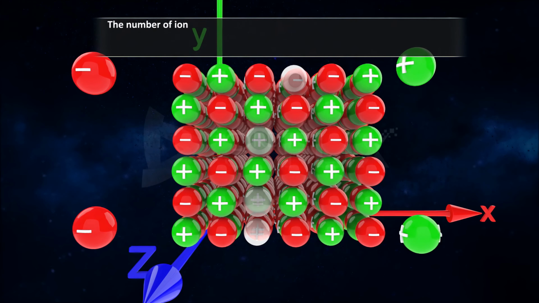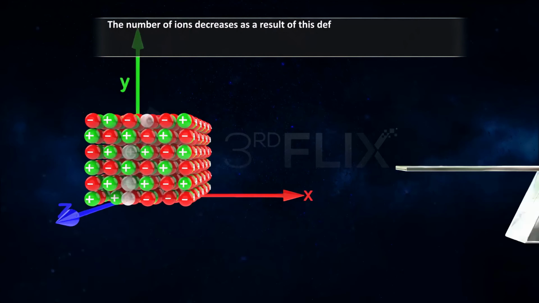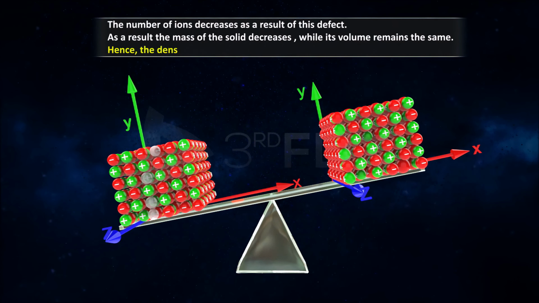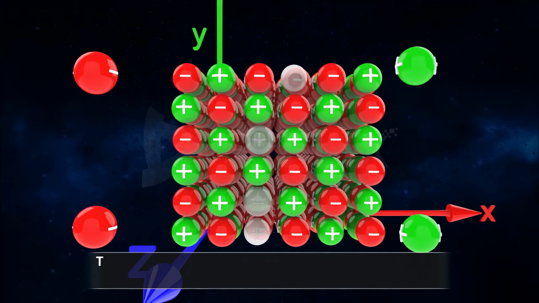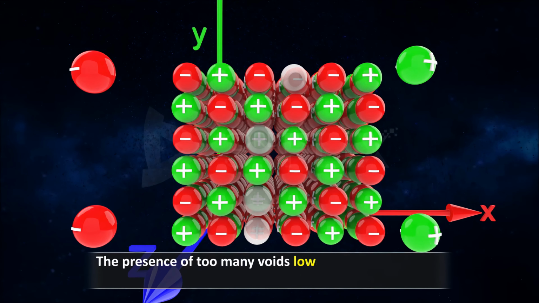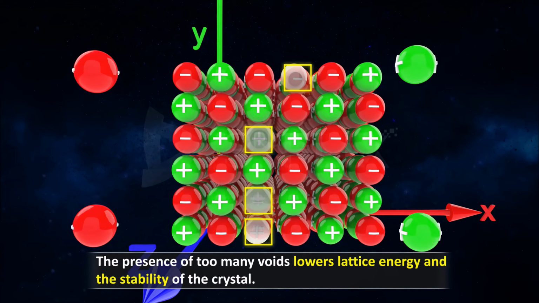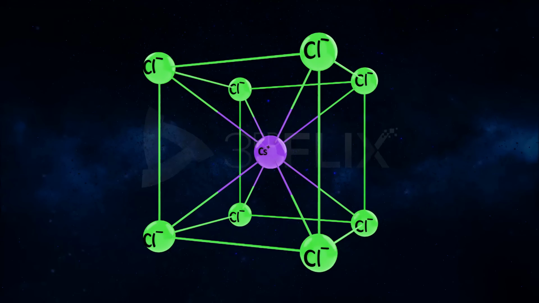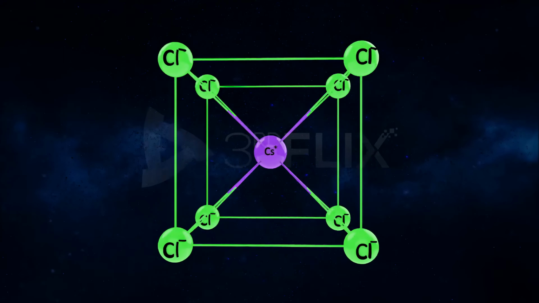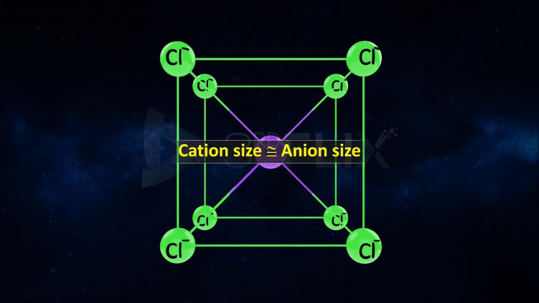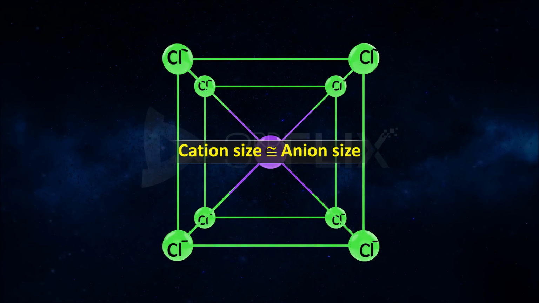As the number of ions decreases as a result of this defect, the mass of the solid decreases while its volume remains the same. Hence, the density of the solid decreases. The presence of too many voids lowers lattice energy and thereby the stability of the crystal. This defect is commonly observed in ionic solids that have cations and anions of almost similar size.